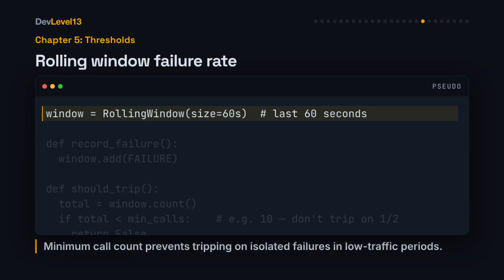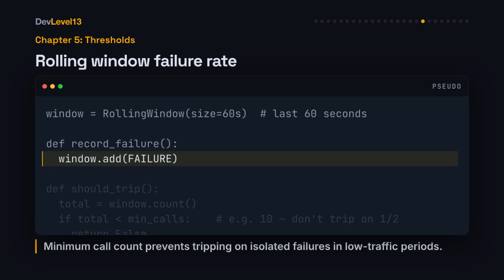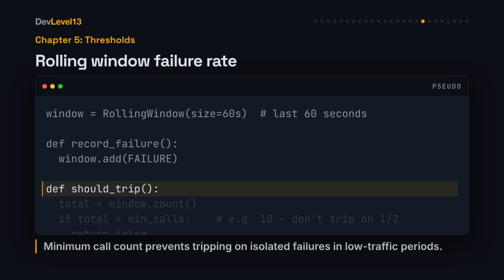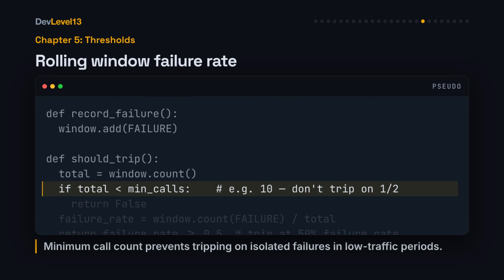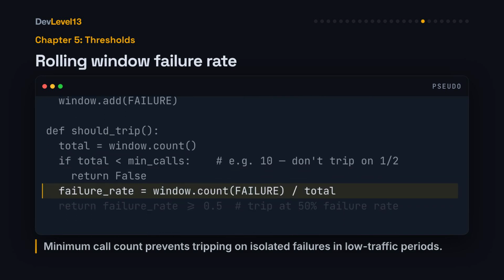A rolling window tracks outcomes over the last 60 seconds. You also need a minimum call count. Without it, 2 failures from one request would trip the breaker in the middle of the night when traffic is low. Only start measuring the failure rate once you have seen enough requests to trust the signal.